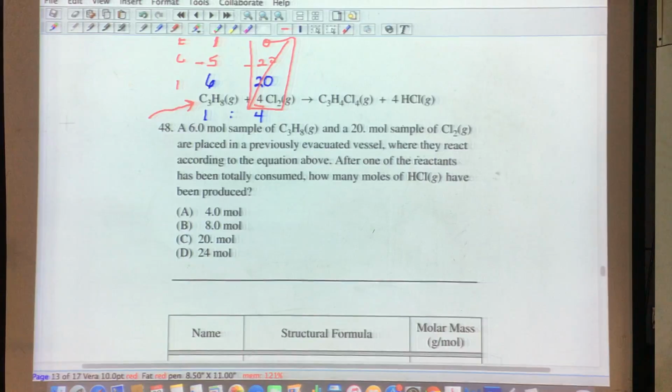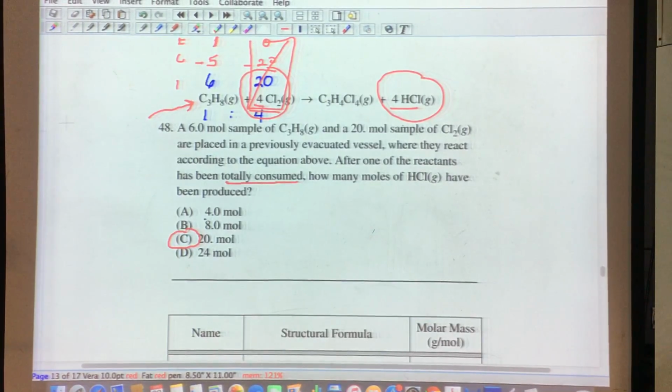Now when they react, after the reactants have been totally consumed, notice this is not equilibrium. It's called completion, correct. We're going to drive it forward. How many moles of HCl have been produced? All right, well, I'm going to start with my limiting reagent, which is 20. And of course, look at the ratio. It's 4 to 4. So if I have 20 moles of my reactant, how many moles of my product? 20.